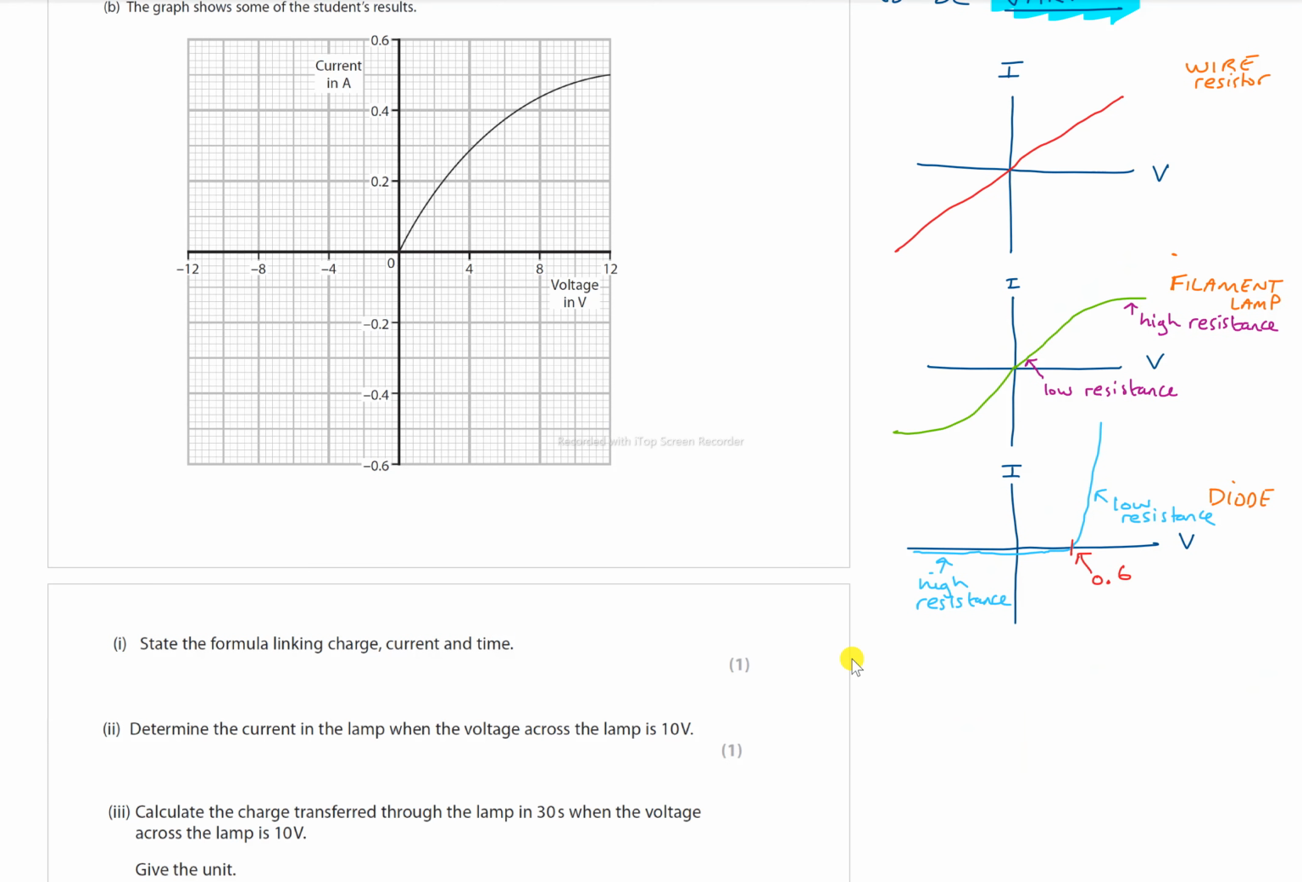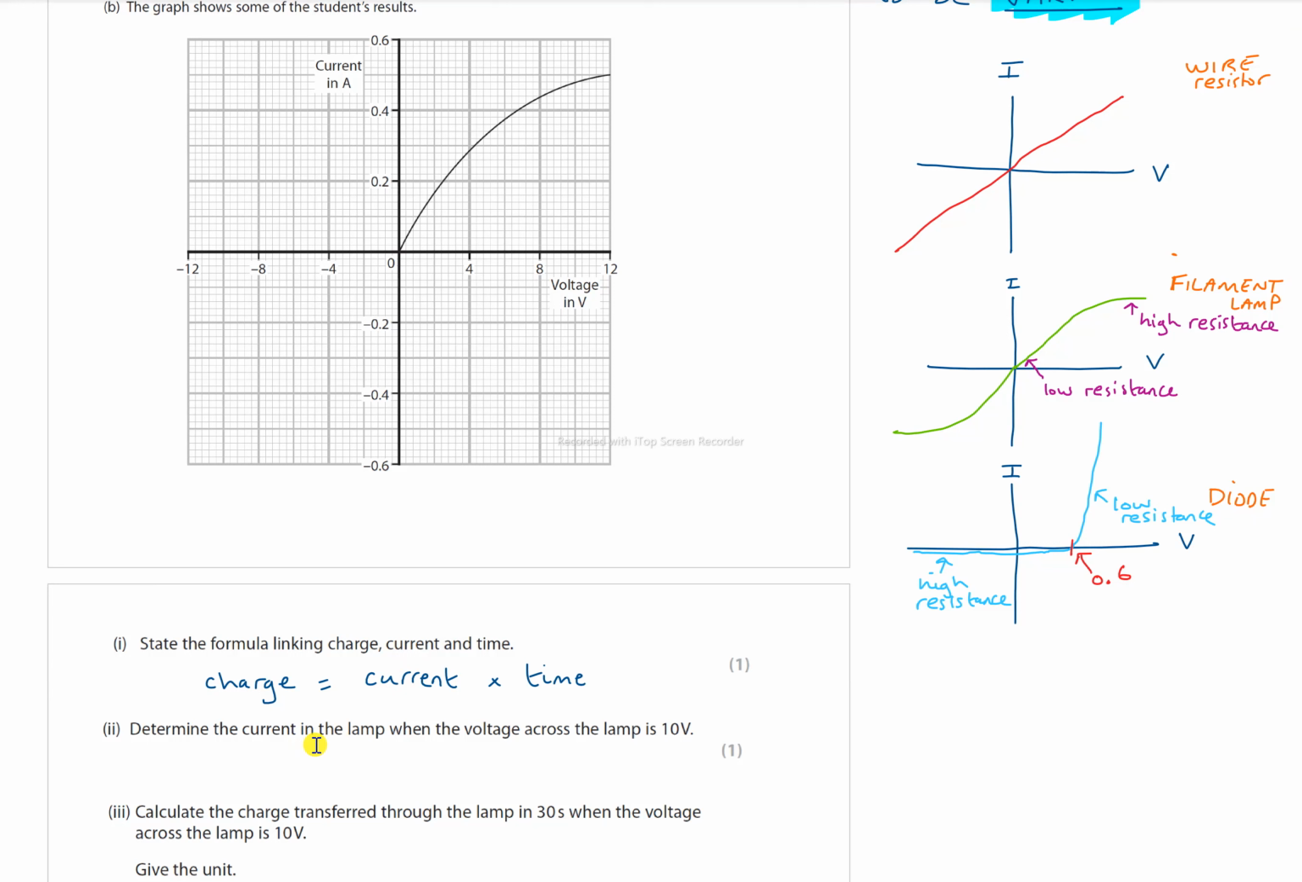Right, it's saying state the formula linking charge, current, and time. So what you do is obviously get a pen. Charge equals current times time. So if you've got a certain amount of current going through and you're using a lot of time, you're giving it a lot of time, you get a lot more charge through.